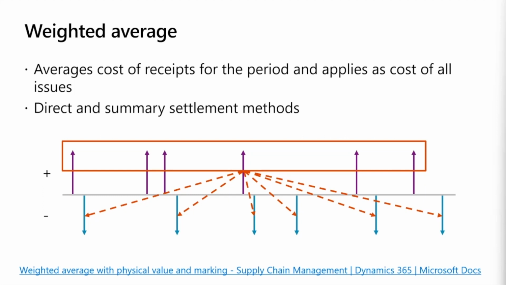When the inventory close is performed, there are two options for how the settlements can occur: direct settlement and summary settlements. We will show an example of these two options in the next slides.